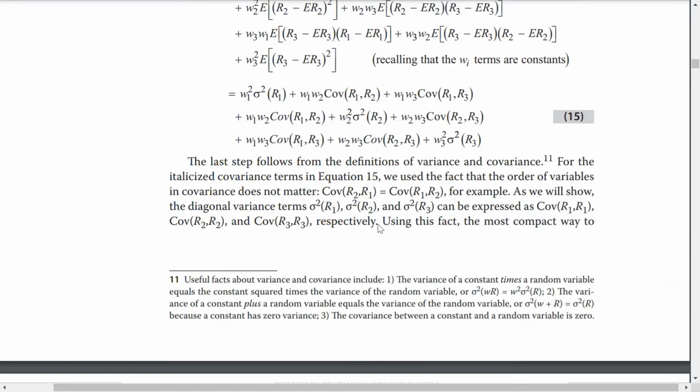From the italicized covariance terms in equation 15, we use the fact that the order of variables in covariance does not matter.